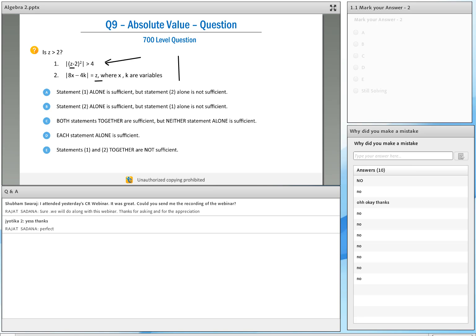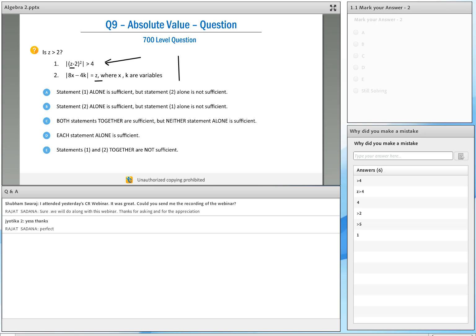Okay, so we know z can't be 0 and we know z is positive. So if z is positive, what value can z take? A value that is greater than, no, a value that is greater than 4. Yes, who said that? Nick. Thank you, Nick. Nick is absolutely correct. Z can take a value that is greater than 4.